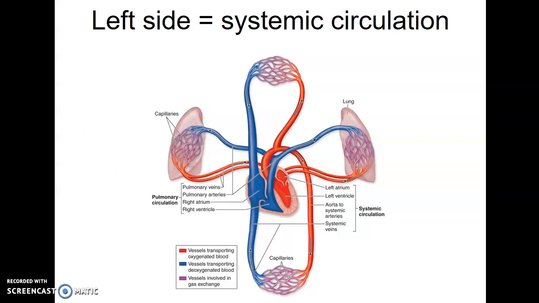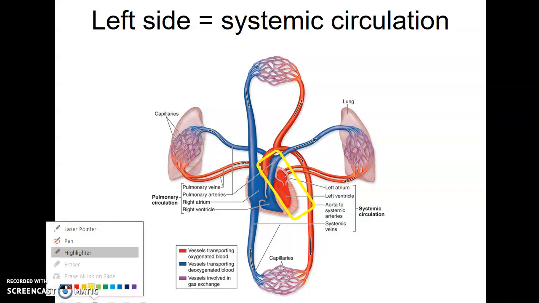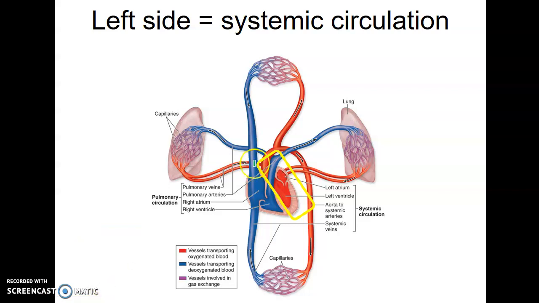So the left side of our heart provides systemic circulation. There's our left side of the heart. I'm going to change over to a highlighter. How about a little green? Here's the left side of our heart right here. You can see that the left side of the heart has a thicker wall than the right side of the heart.